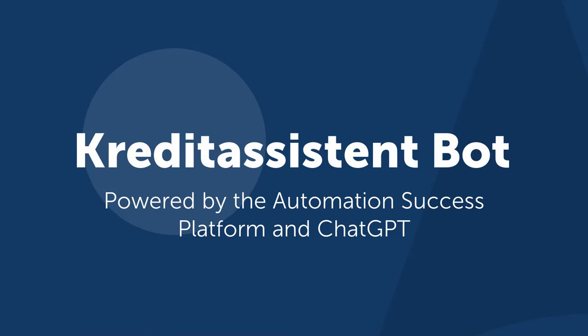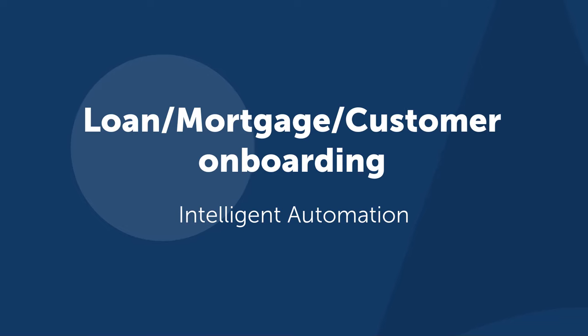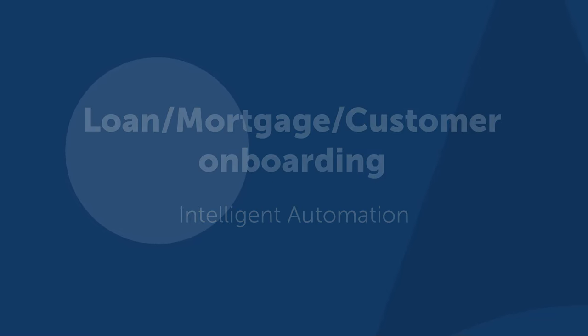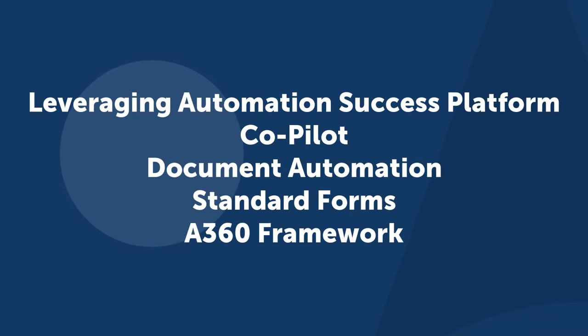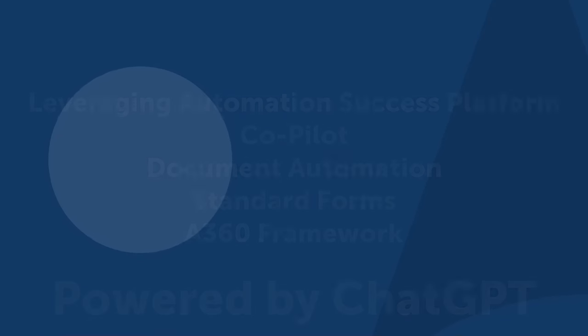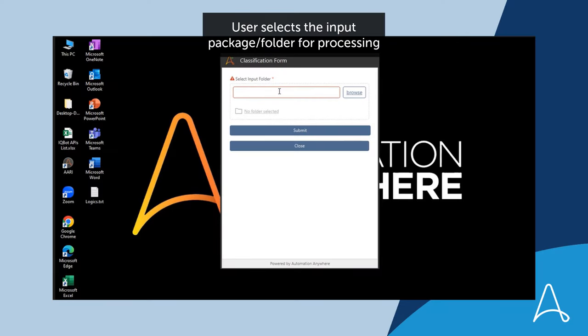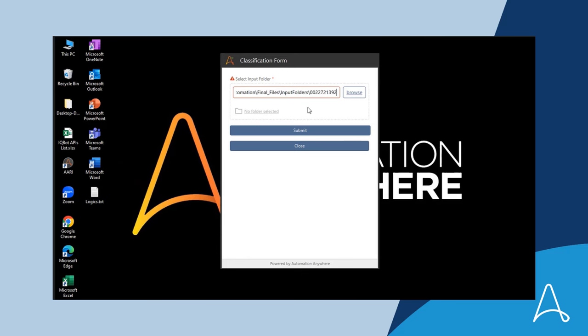This is a demonstration of using the Automation Success Platform together with generative AI to extract structured, semi-structured, and unstructured documents. In this particular example, we are processing a mortgage package from a customer. When we process a package, we first use RPA bots to retrieve the entire package from an input folder.